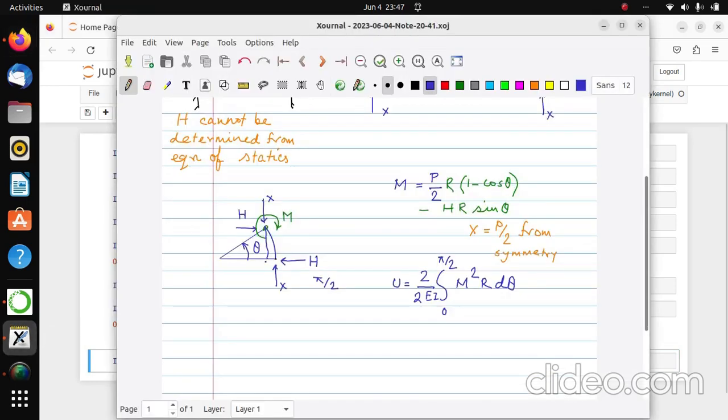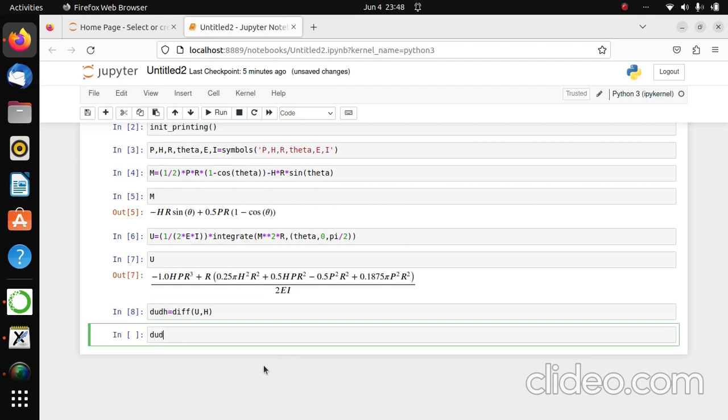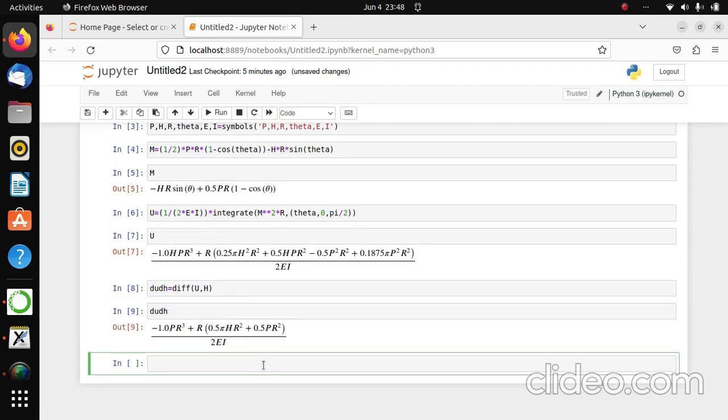Now we have to find out del U, del H, and we have to equate it to 0. So how to find out del U, del H? So let us write dU, dH. So this is just a variable name. You can use any variable name. So diff means differentiate U with respect to H, and then you get this. So if you want to see what is dU dH, so this is dU dH.